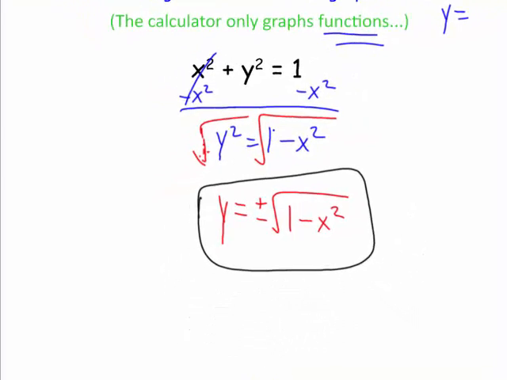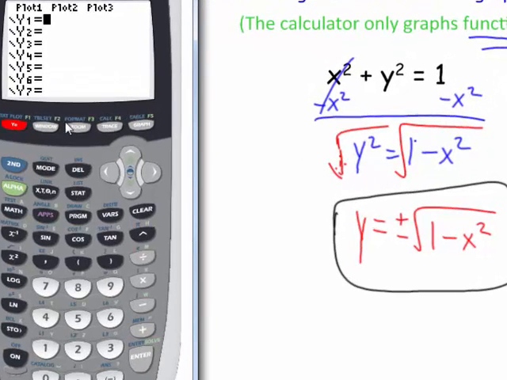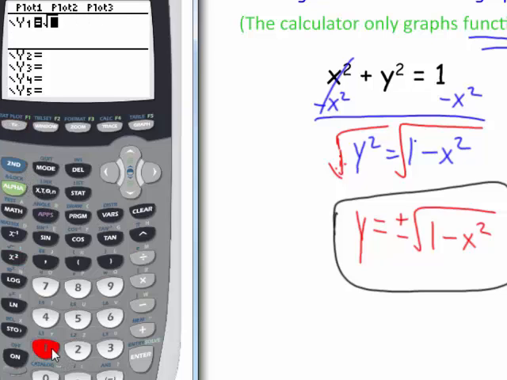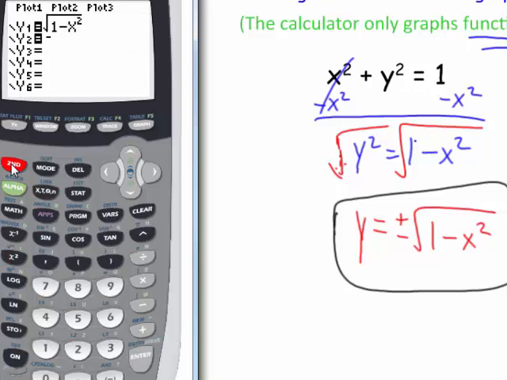Let's give it a shot. So I'm going to have to do two separate ones here. I got to go this and then minus. So I'm going to go square root of 1 minus x squared. Good. And then I'm going to do negative the square root of 1 minus x squared.